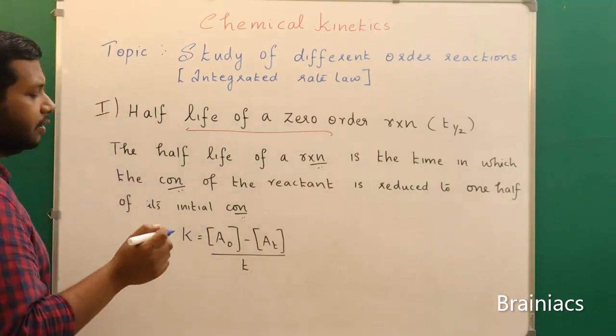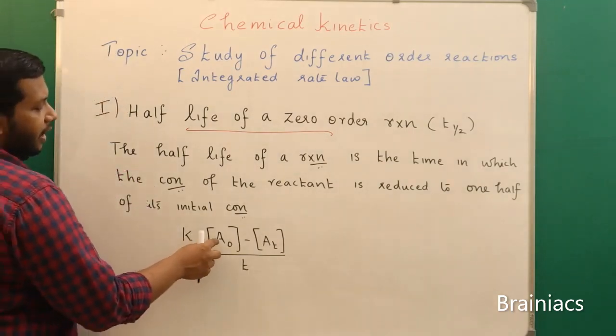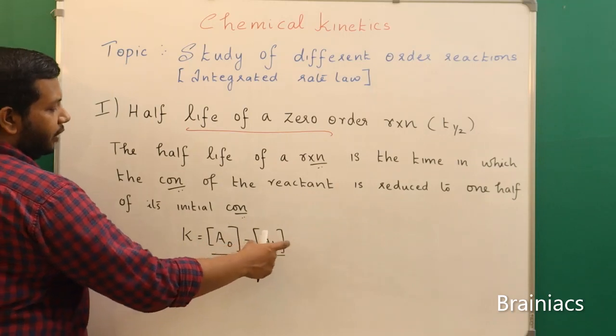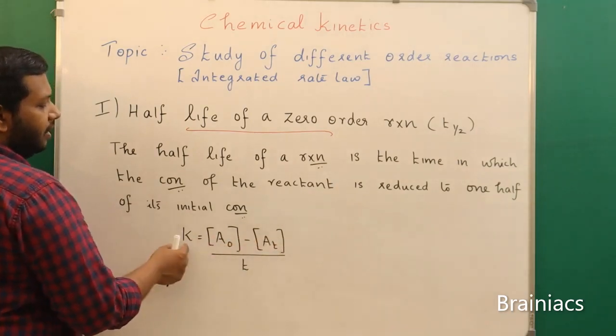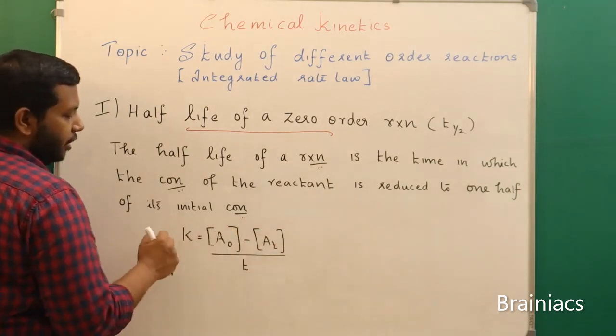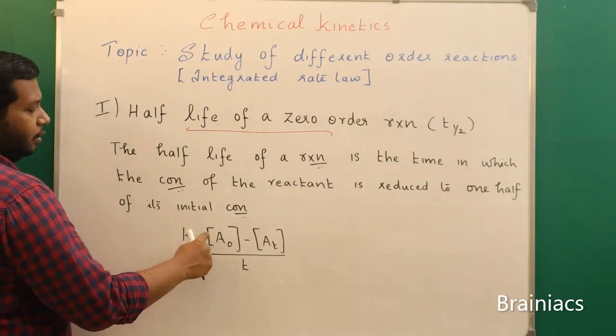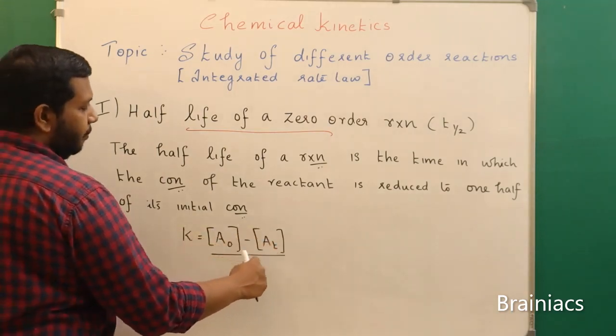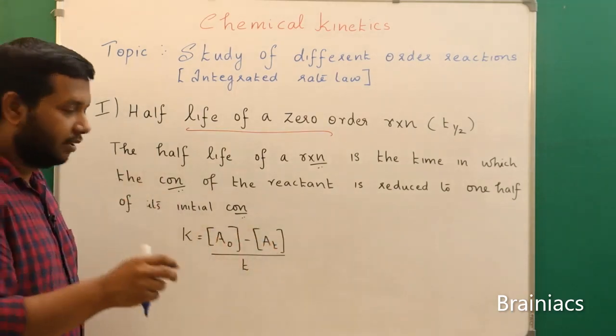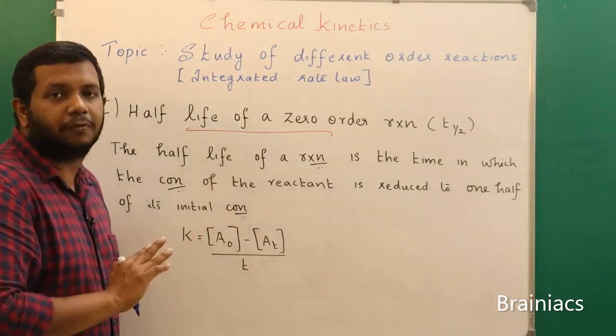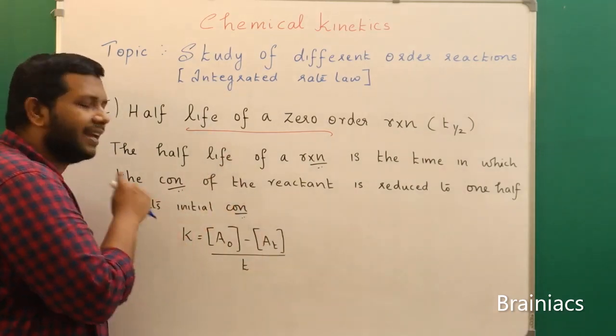Now let's see, for a zero order reaction, how will you derive this equation? Very simple. The first equation we have learned: A of t is equal to minus kt plus A of 0. So I have rearranged it. I can say k is equal to A of 0 minus A of t by t. Don't worry, this is the same equation we have just seen before. I have rearranged it to get the k value.